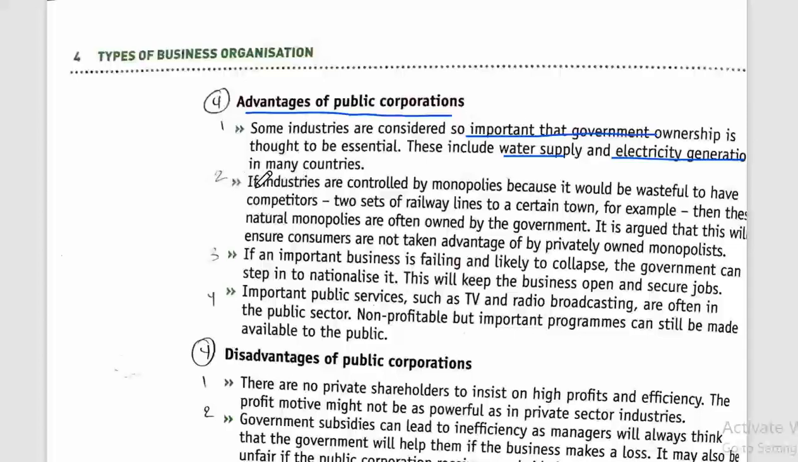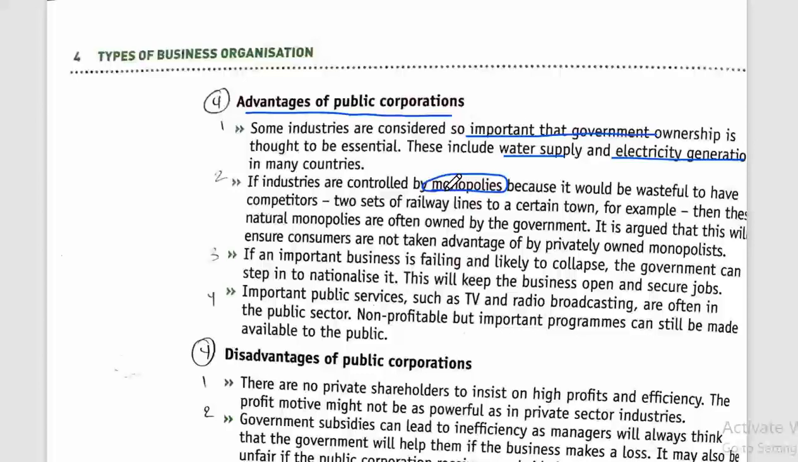And number two, if industries are controlled by monopolies, it would be wasteful to have competitors. So in order to avoid monopolies, like businesses that own an industry and do not allow anyone else to offer the same products or services.